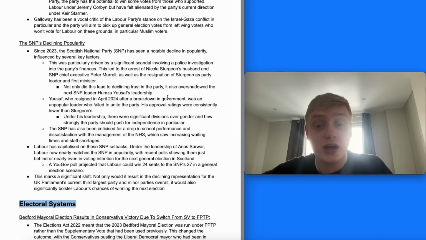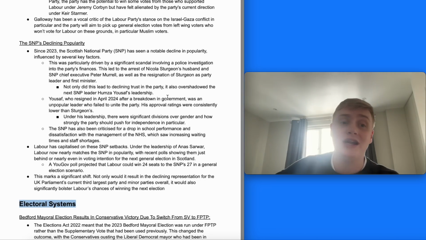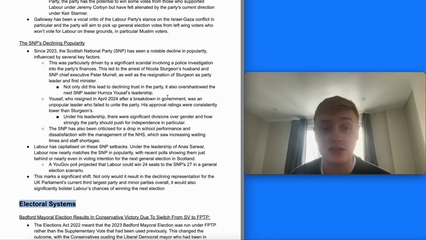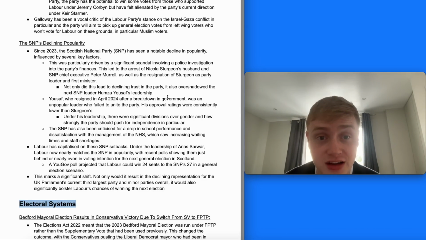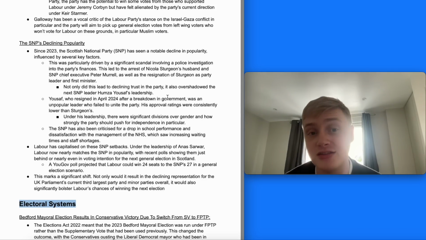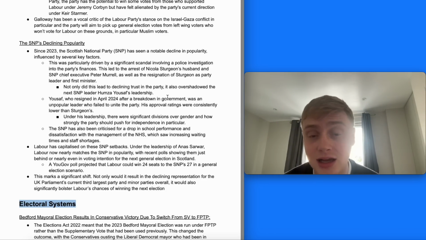The next key example we're going to have a look at, which you can use in relation to minor parties, in relation to devolution, is the SNP's declining popularity. So since 2023, it's seen a notable decline in popularity, influenced by a range of factors. So the big thing was a big party funding scandal that included the arrest of Nicola Sturgeon's husband, and SNP chief executive Peter Murrell, as well as the resignation of Sturgeon as party leader and First Minister.